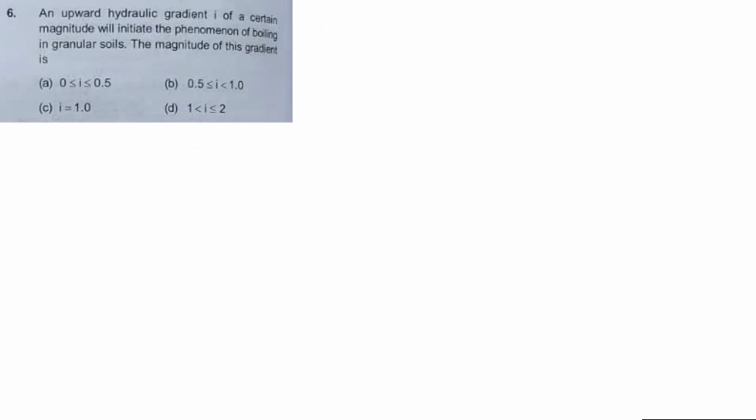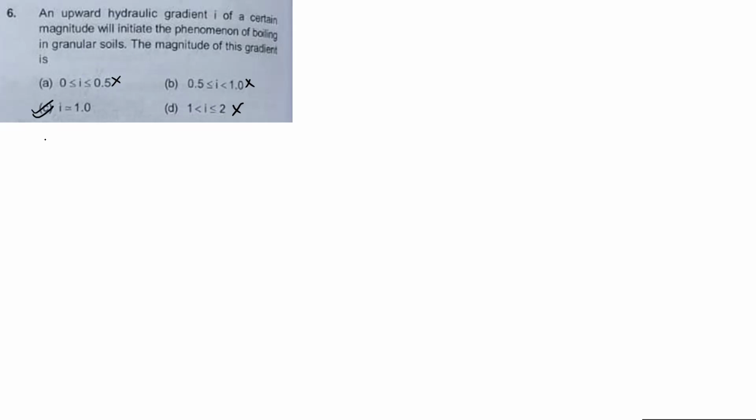An upward hydraulic gradient I of a certain magnitude will initiate the phenomenon of boiling in granular soils. The magnitude of this gradient is approximately 1, and it may be greater than 1. So this option is wrong. This is also wrong, and it is not less than 2. It may be greater than 1, but not less than 2. So this is also wrong. C will be the correct option.